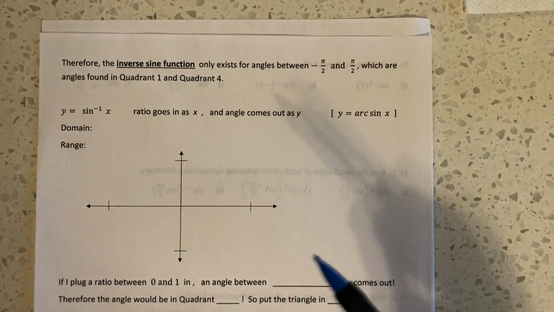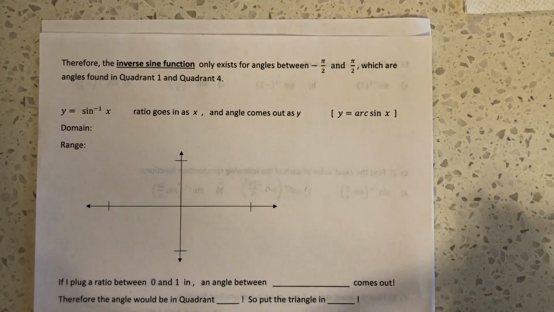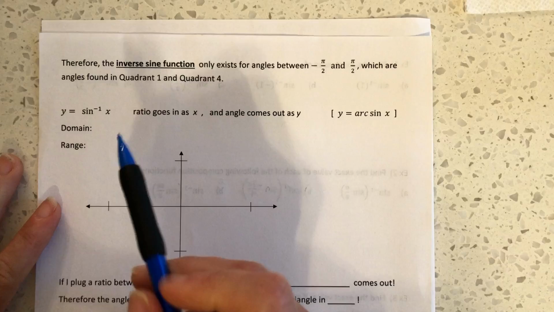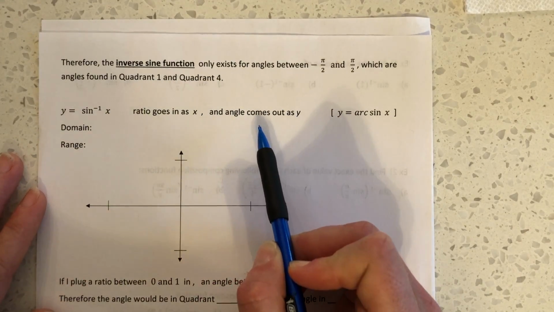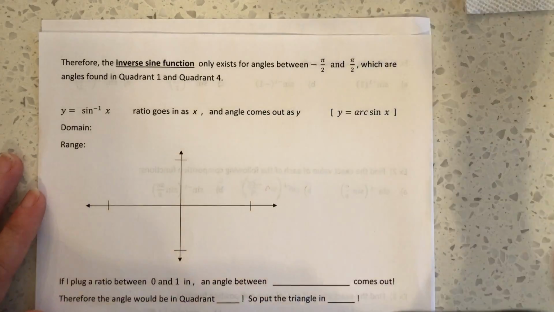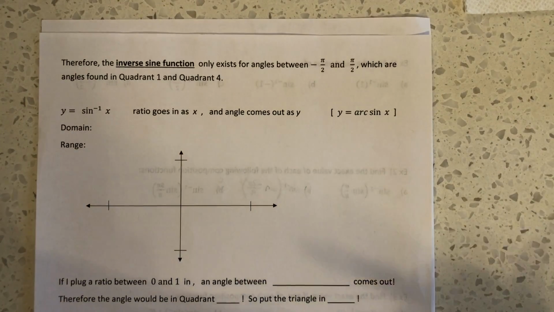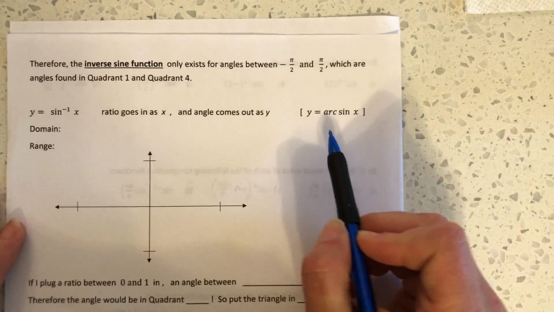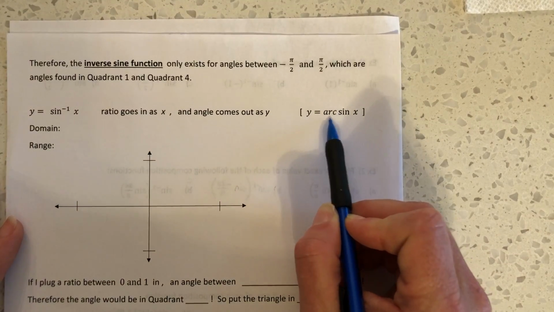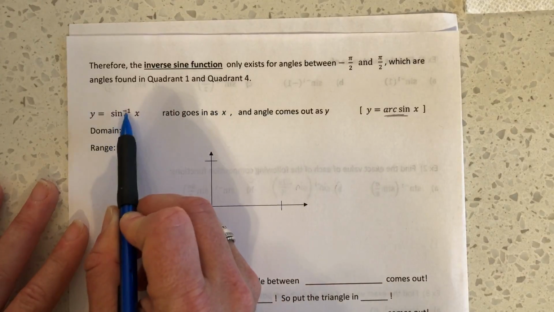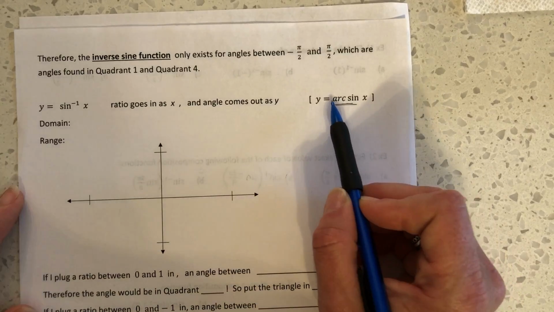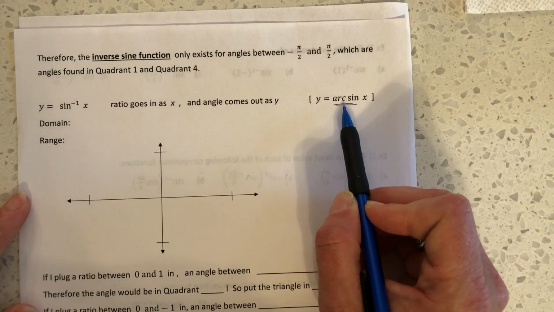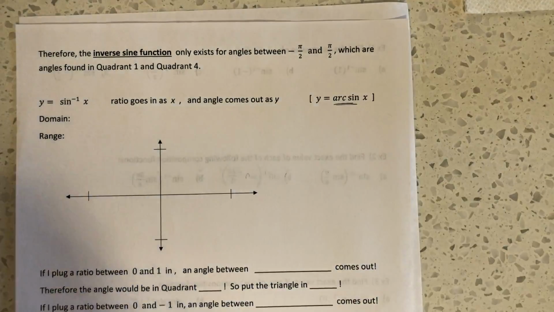All right, so this is what the graph of the inverse sine function is going to look like. Now we're going to plug a ratio in as x, and an angle will come out of the inverse sine, because that's what comes out of the inverse trig functions. Angles. Inverse trig functions find angles. Also, if you ever see y equals arc sine, that's just another way of saying sine to the negative 1. Arc sine is kind of an old-fashioned way of saying the inverse sine, but it means the same thing.